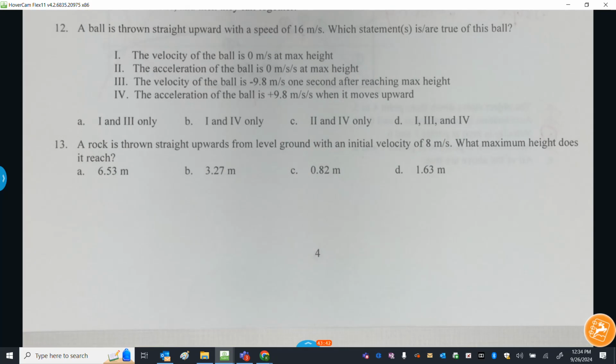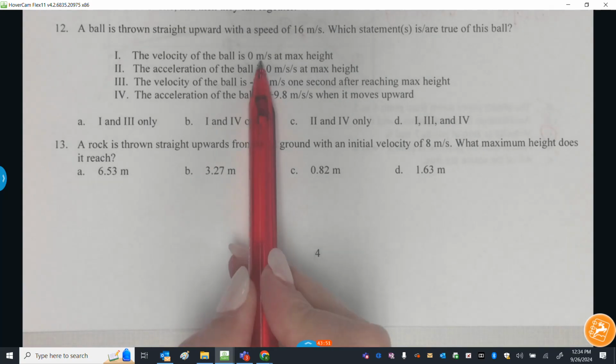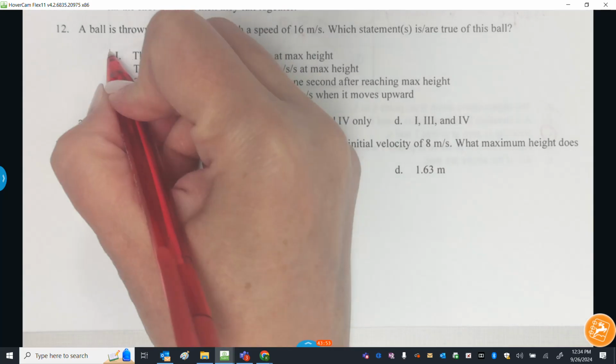If you throw something straight up in the air, it's going to slow down, slow down, slow down. It's going to stop while it turns around. So instantaneously it has a velocity of 0 at max height. That is a true statement. So number 1 is good.